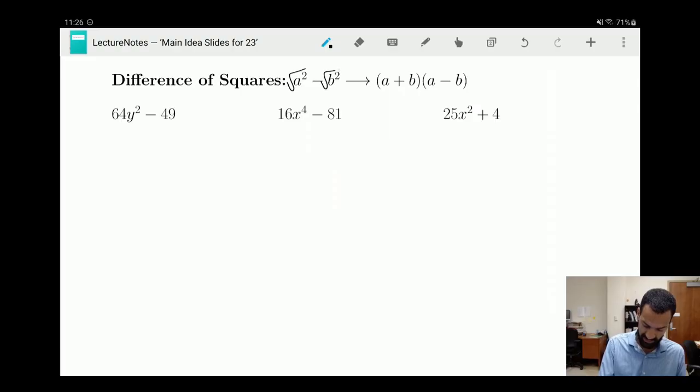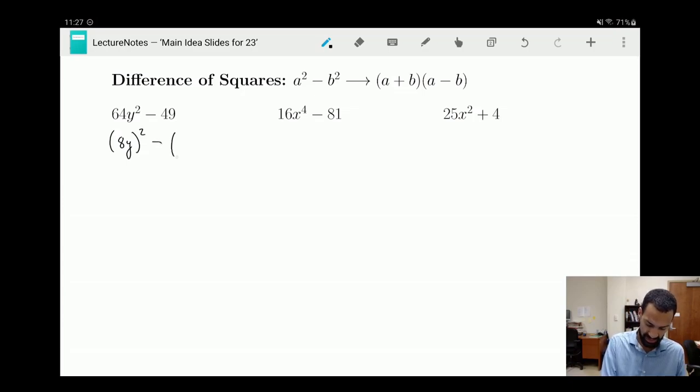Basically the square roots of these, right? So a plus b, a minus b. Okay, in this form, I know it makes less sense. So let's actually go to an example, like 64y squared minus 49. Think about 64y squared. What times itself is 64y squared? The answer to that would be 8y. 8y times 8y is 64y squared.